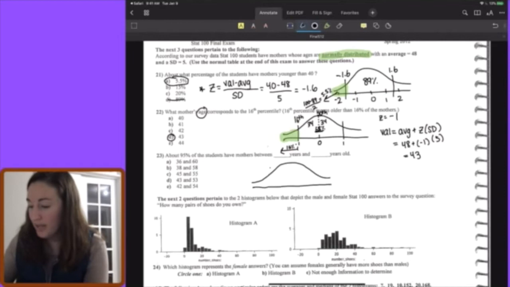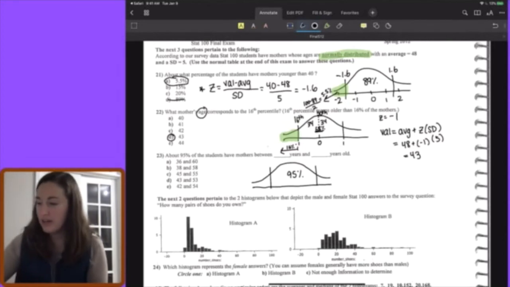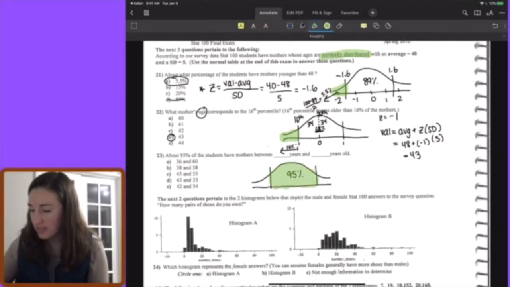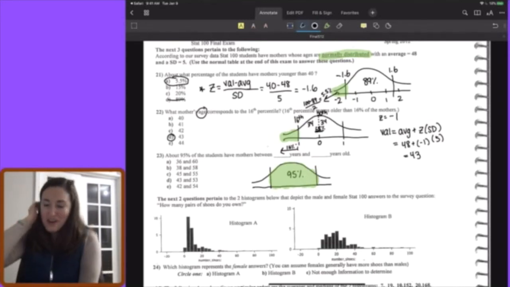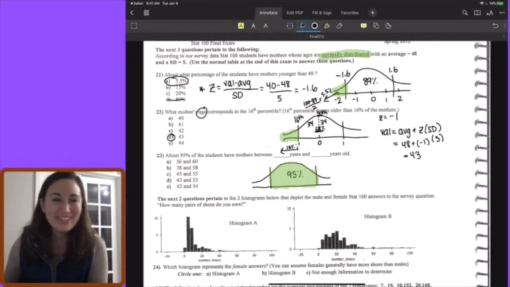And I want 95% in the middle. So basically, I want to know what are these 2 z-scores where my lines are, such that the middle area is 95%. Right? Because now we're saying what percent of students have mothers between blank and blank. So this one we've seen before.